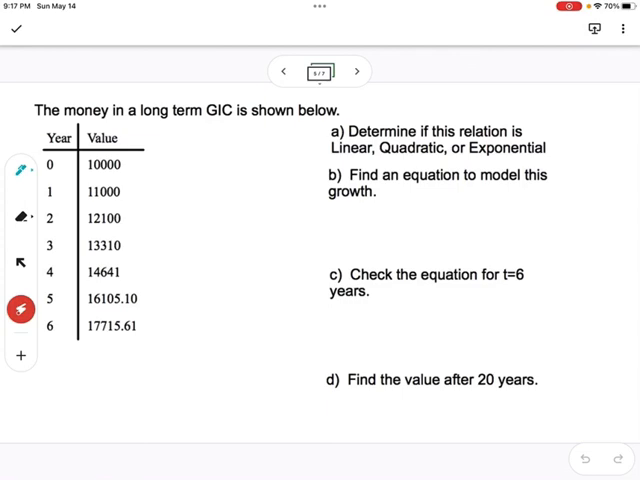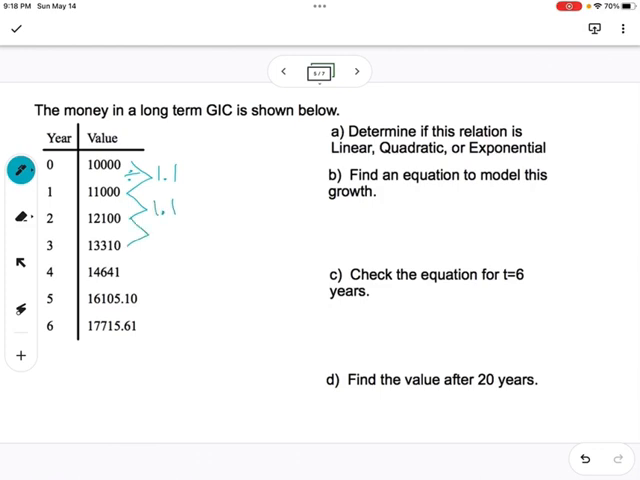Okay. If we remember back to our exponential functions unit, we know talking about finances and interest falls easily into that category, so it might be a good guess to try our common ratio first. So if we have the 11,000 divided by 10,000, we get 1.1. If we have 12,100 divided by 11,000, we get 1.1.